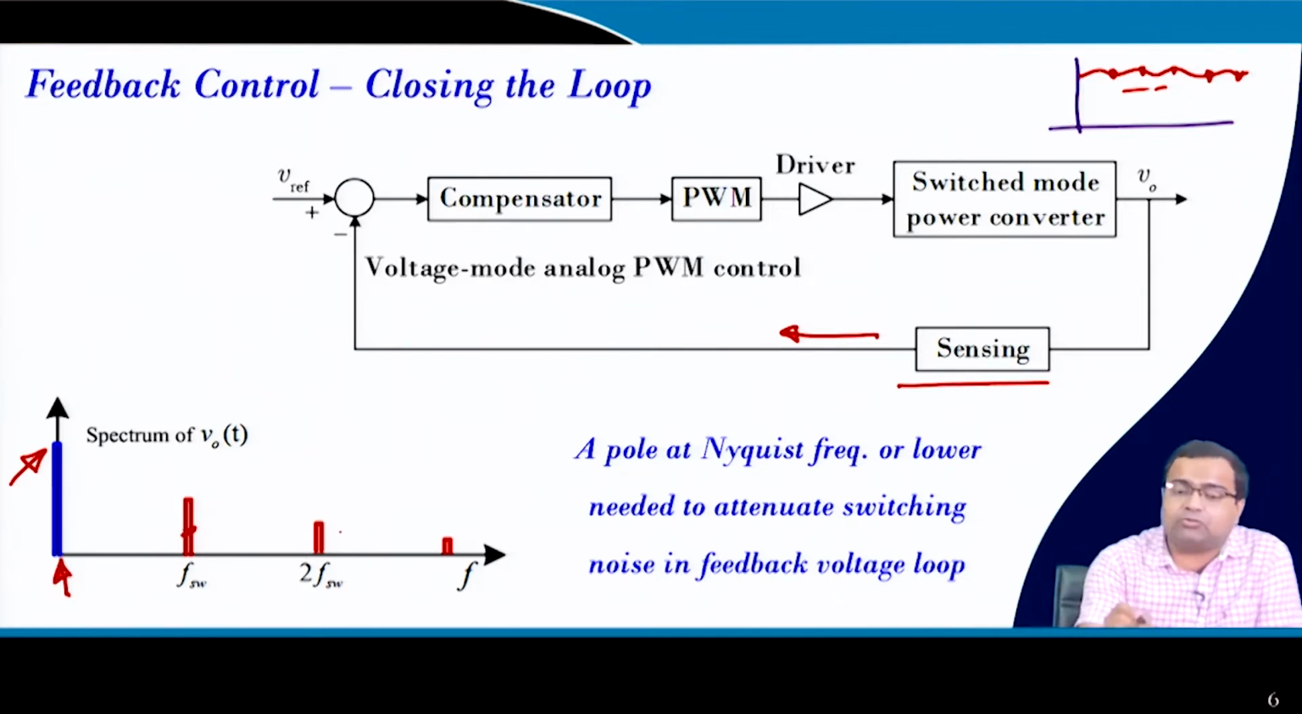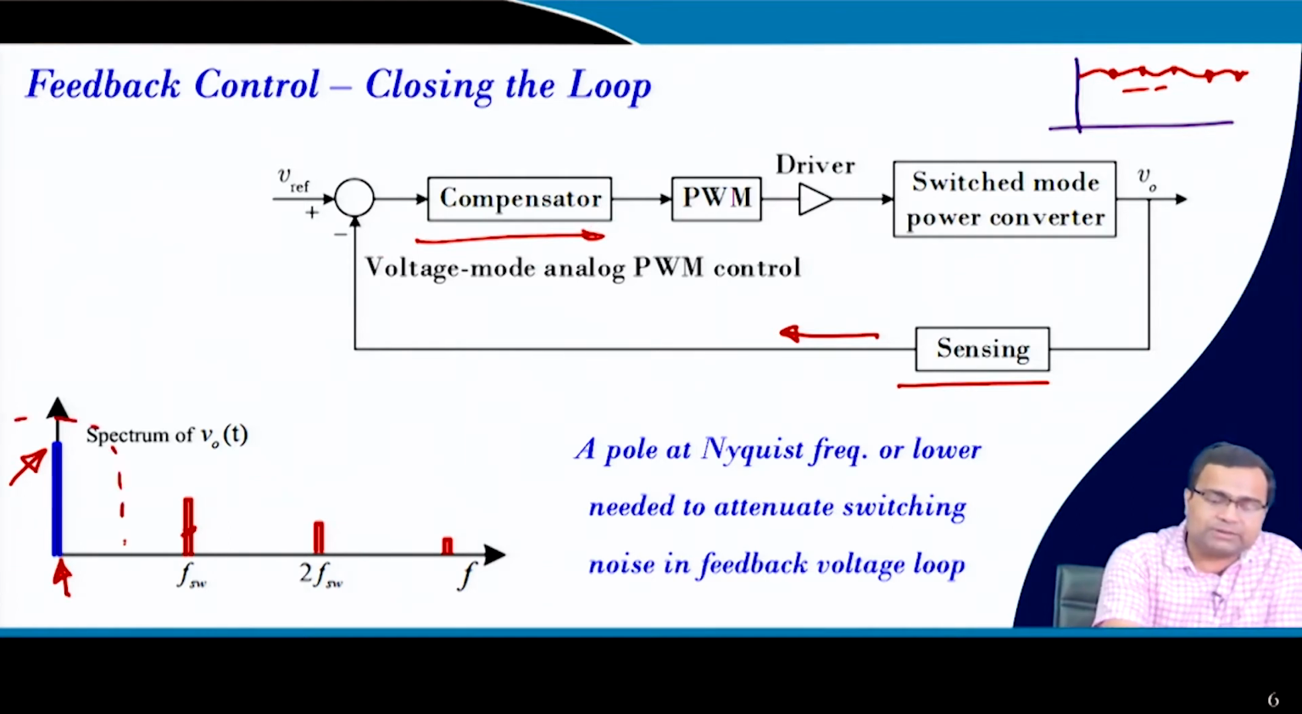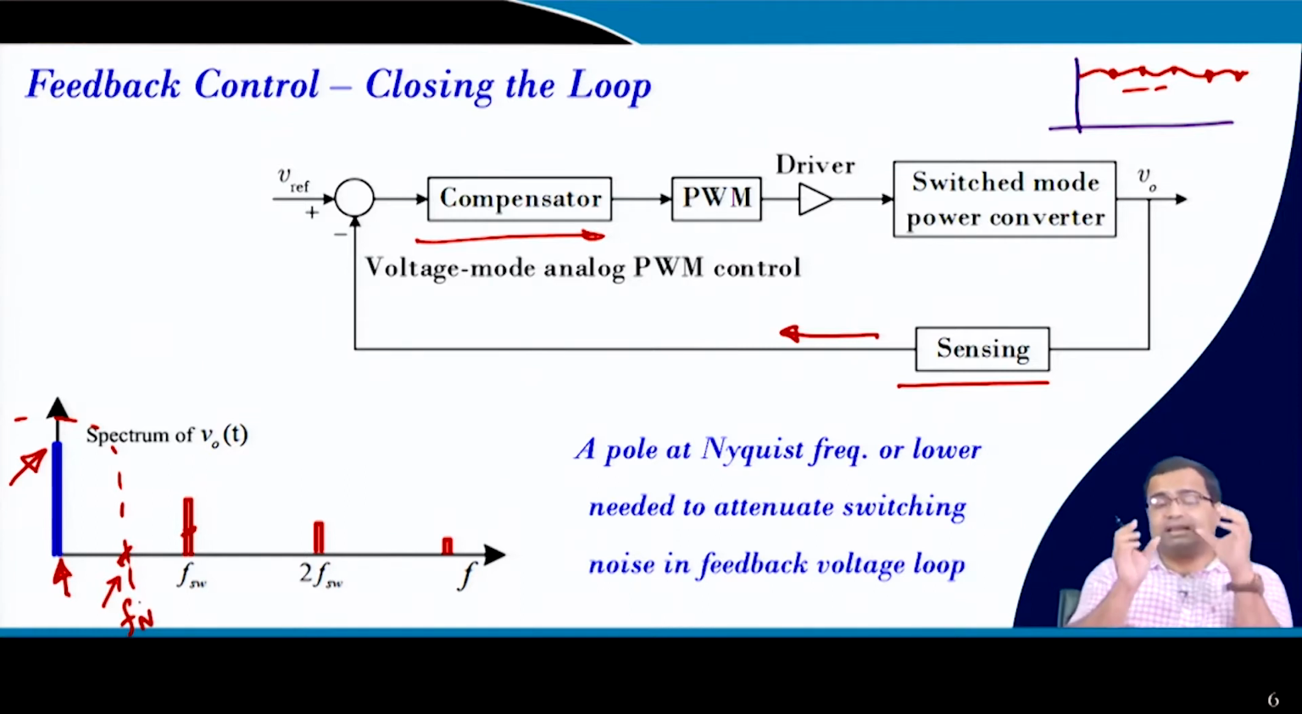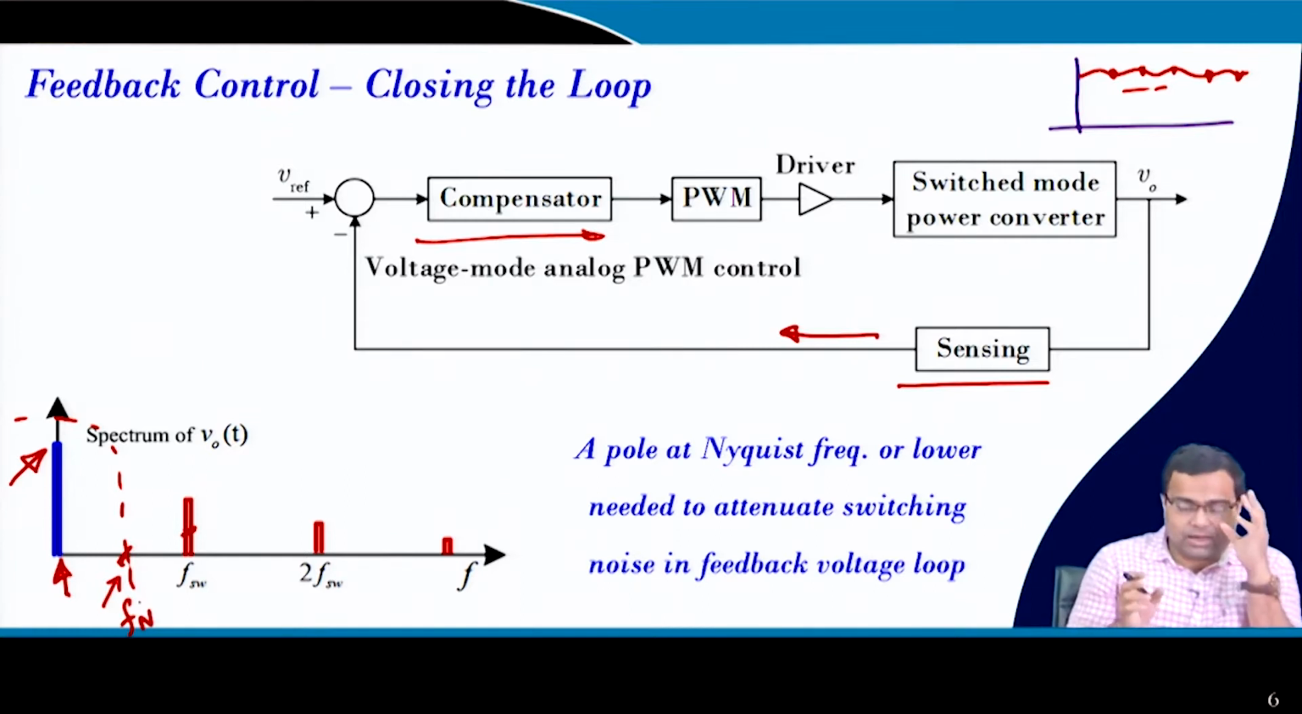So, in order to avoid that, we want to attenuate it. The switching frequency component should not be injected into this compensator or the PWM. So, we need to put a low pass filter here. Typically we call this the Nyquist frequency, F Nyquist, because it is generally half of the switching frequency. And our small signal model is not valid beyond that.